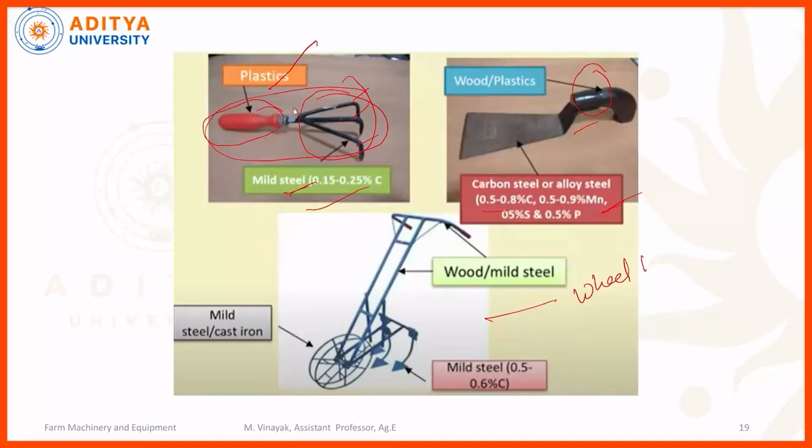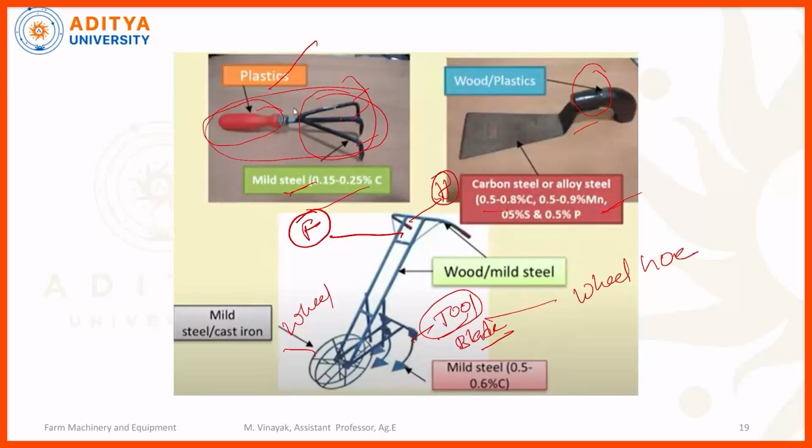So next one is called a wheel hoe. Here it consists of a frame. This one is a handle, this one is a frame, and this one is a wheel. These are the tools for removing weeds, called blades also. The handle is sometimes made up of wood as well as mild steel. Both the handle and frame are made up of wood or mild steel.